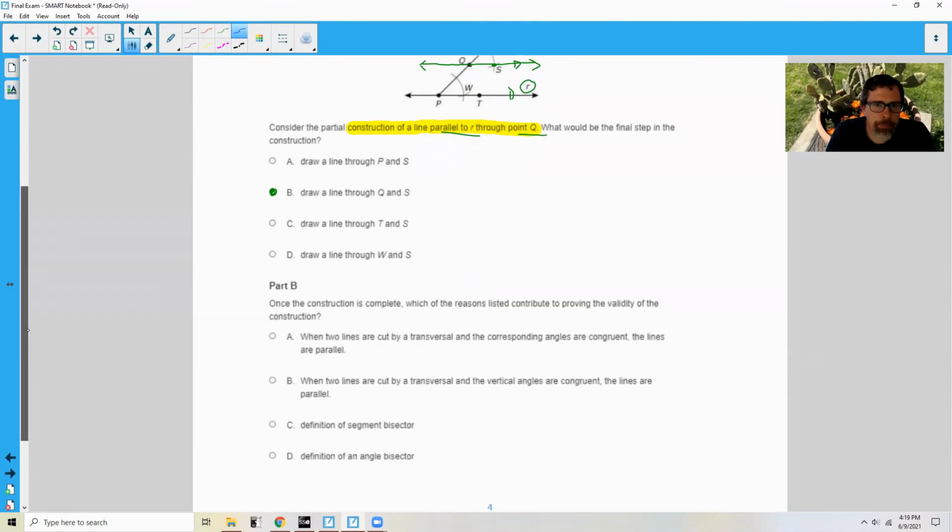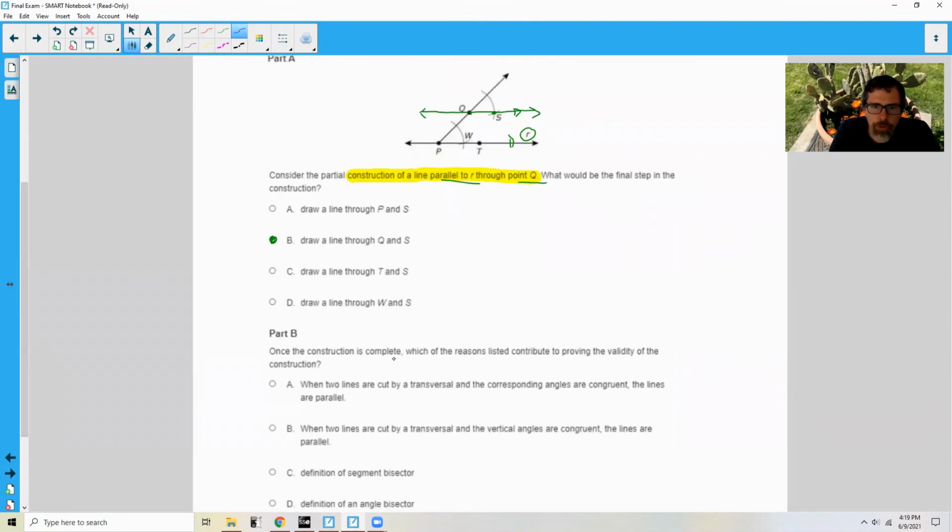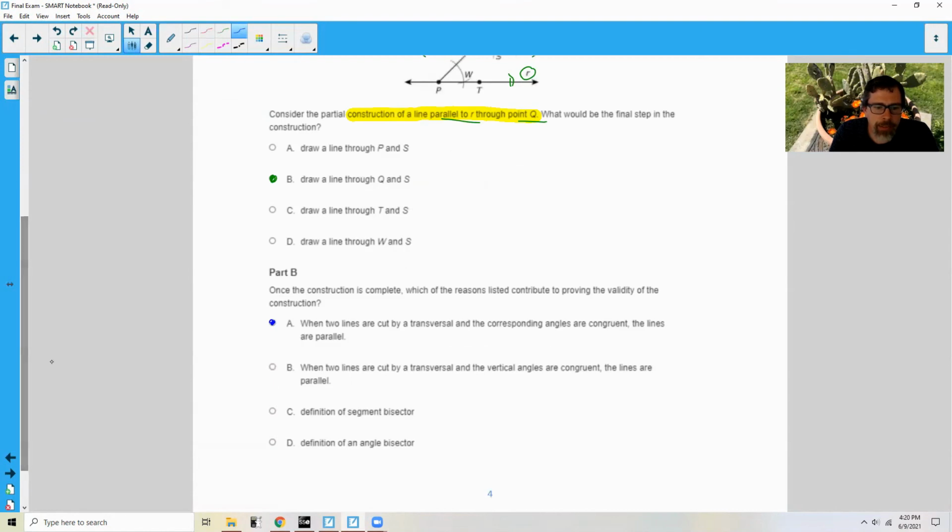Part B. Let me bring that up a little. Once the construction is complete, which of the reasons listed contribute to providing the validity of the construction? So what do we have here? We copied an angle. Okay, so when two lines are cut by a transversal and corresponding angles are congruent, the lines are parallel. That's what we're doing. When two lines are cut by a transversal, vertical angles are congruent. That never proves parallel. This being congruent to that never proves anything parallel. It's just two lines going through a point. And definitely we didn't bisect a segment and we didn't bisect an angle. So the answer is A.